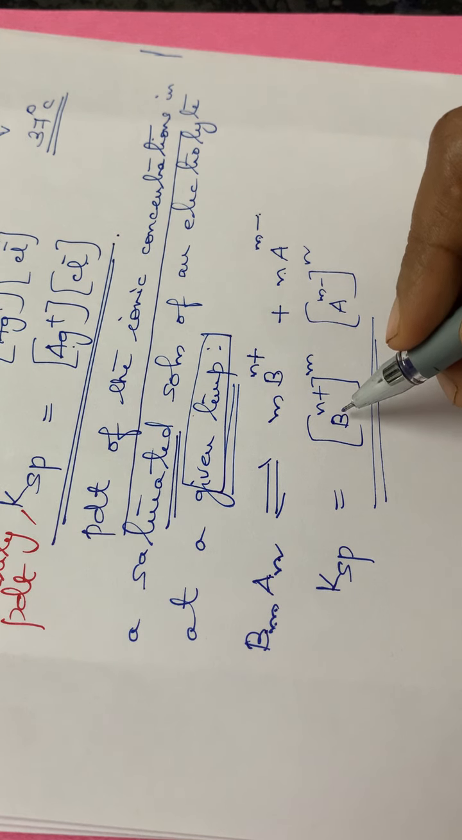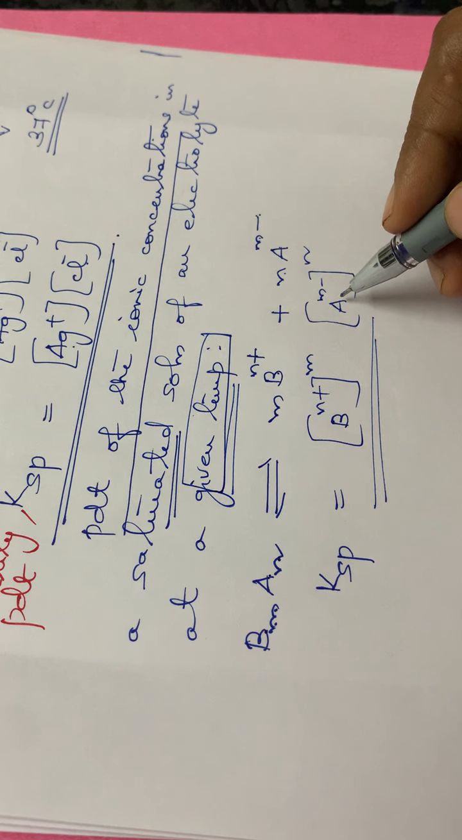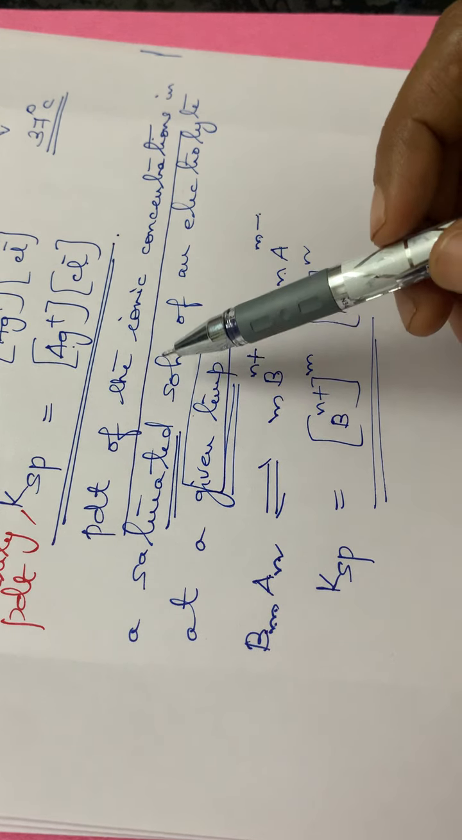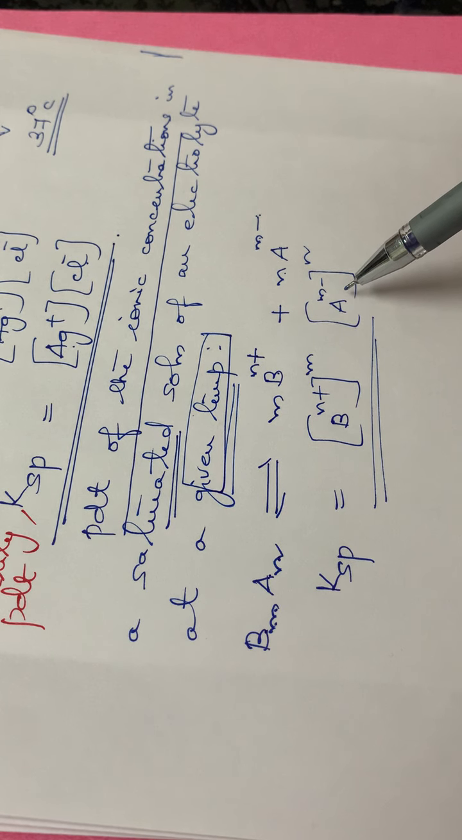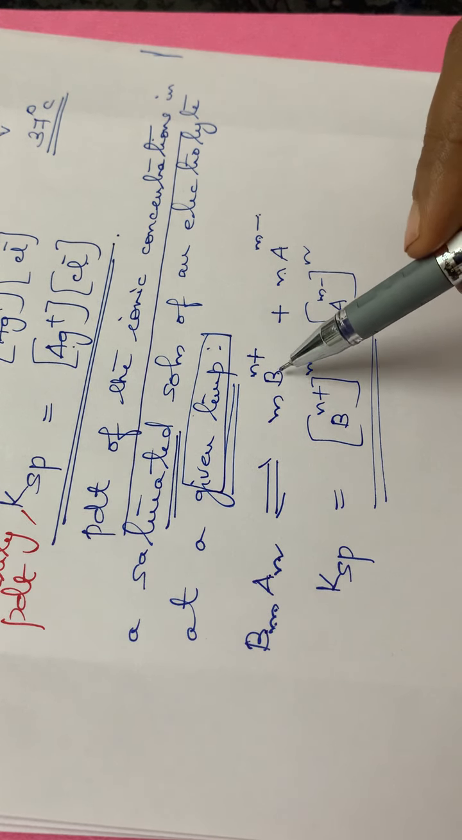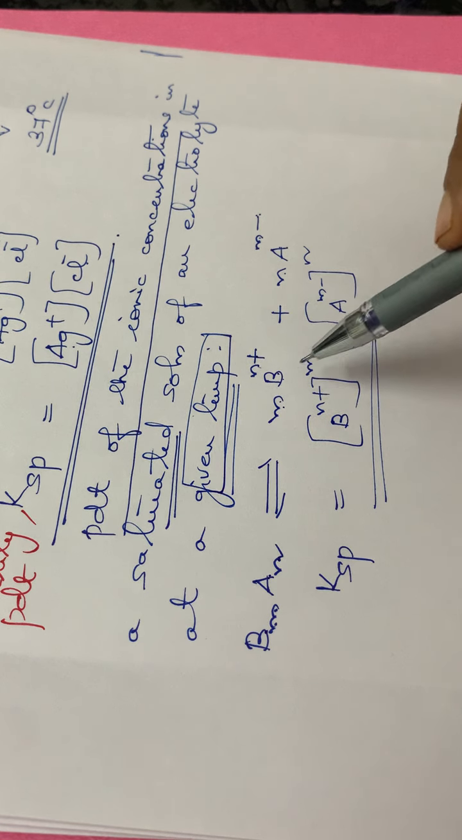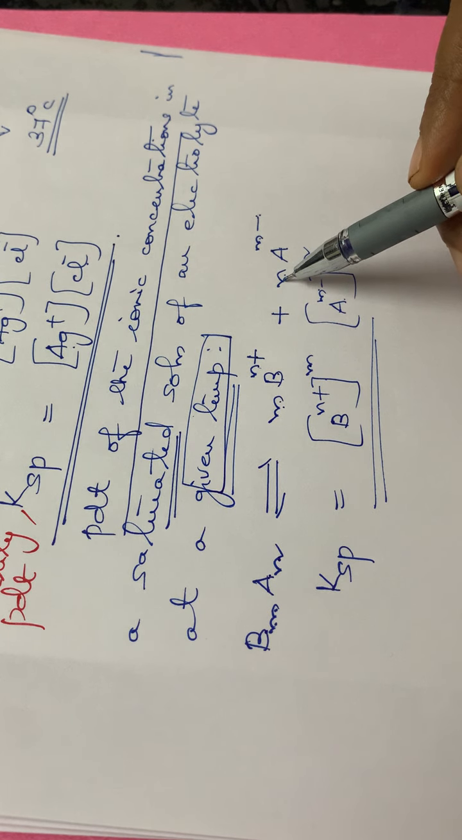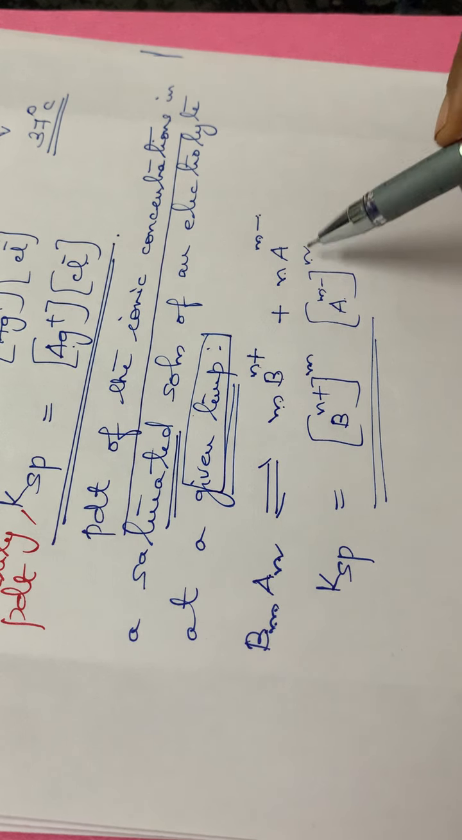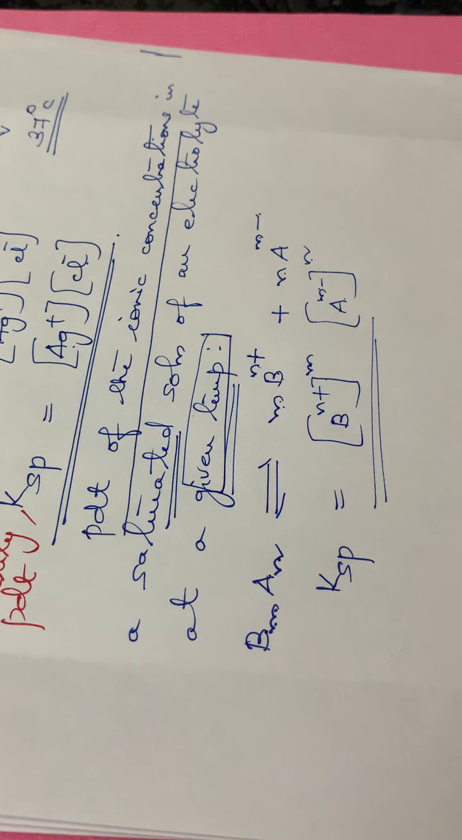So both, one is the cation and another is the anion. So the solubility product, while representing, is the product of these two, isn't it? Bn+ and Am-, and the number of Bn+ is m, so it will be raised to m, and the number of Am- is n, so raised to n. So this is how you have to represent the solubility product.